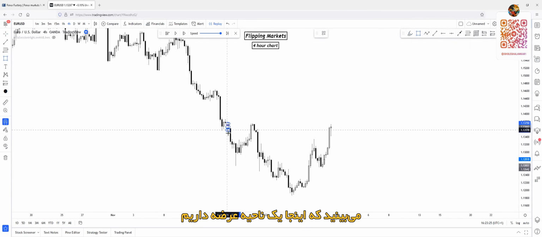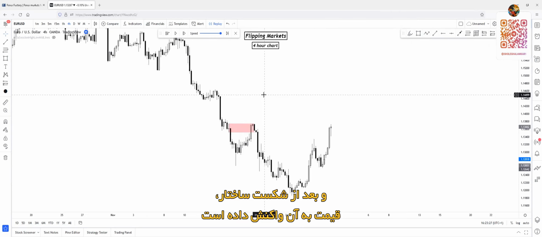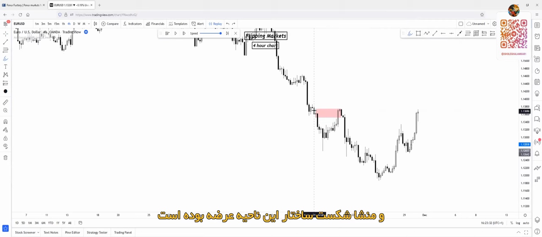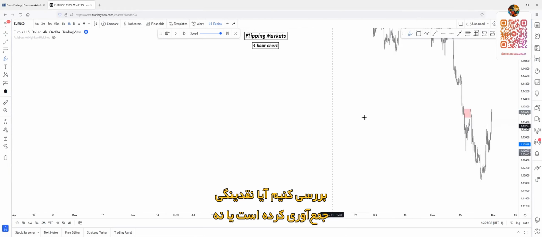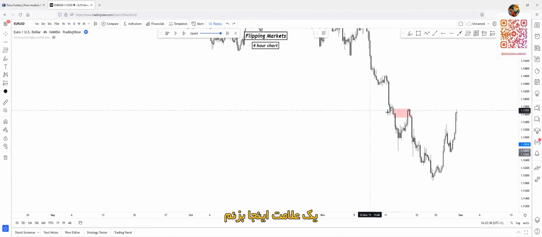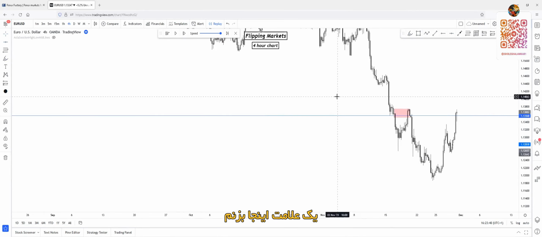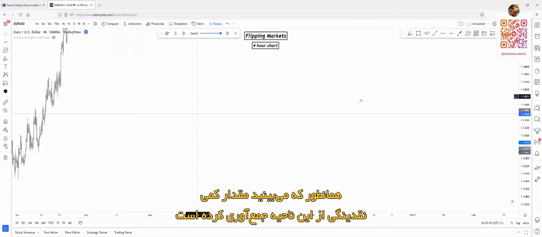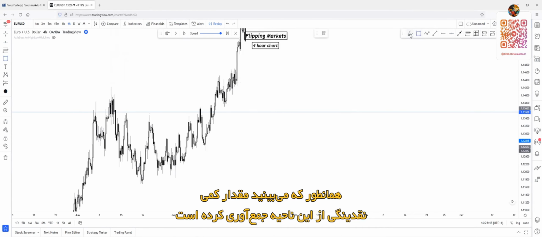So as you can see, we had this supply zone right here that price just respected after the breakout structure. So here was the breakout structure, and the breakout structure happened from this supply zone. Let's see if it swept any liquidity. I will just put my marker right here, and let's see if it swept liquidity. As you can see, it actually swept small liquidity from this region.